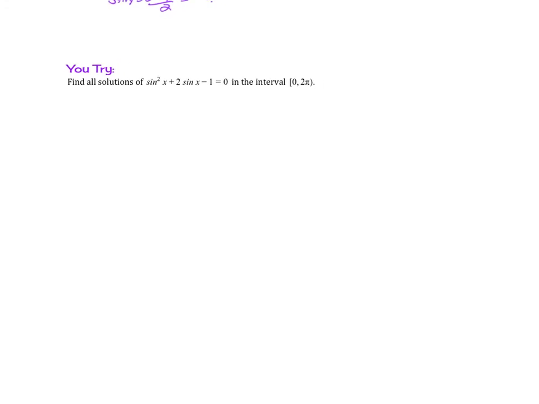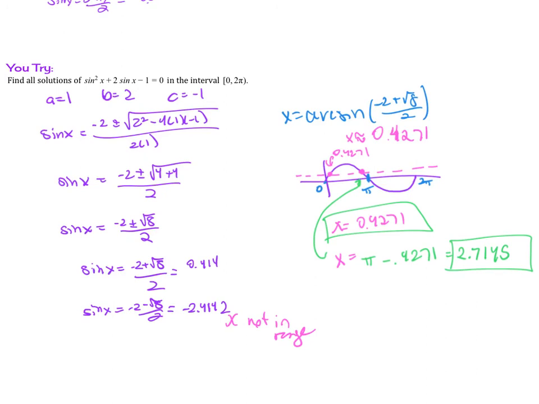So try this example here. Find all solutions of sine squared of x plus 2 sine of x minus 1 equals 0 in the interval of 0 to 2 pi. All right, if you tried this out, again, make sure you're in radians when you're plugging it in your calculator, and have enough parentheses so that you're getting the same answer. When you plug it in the quadratic formula, you get negative 2 plus or minus root 8 over 2. When you check positive root 8, you get 0.414. When you check negative root 8, you get negative 2.4142, which is not in the range. So this is the only one you're using.